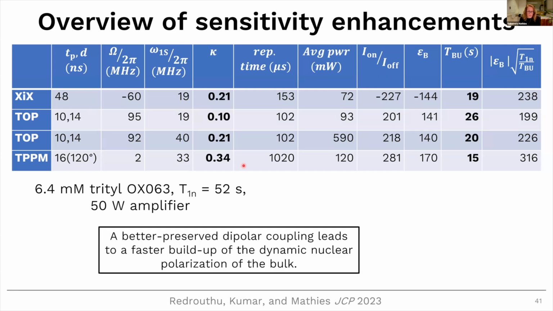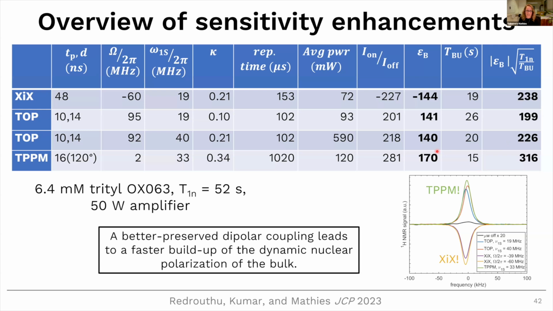And the first one is that the scaling factor, so the preservation of the electron-proton dipolar coupling in the effective Hamiltonian, strongly correlates with the build-up time of the bulk. So if the rate of the transfer is faster, if the dipolar coupling is better preserved, this means that the build-up time is shorter. And this is something that you might also intuitively expect.